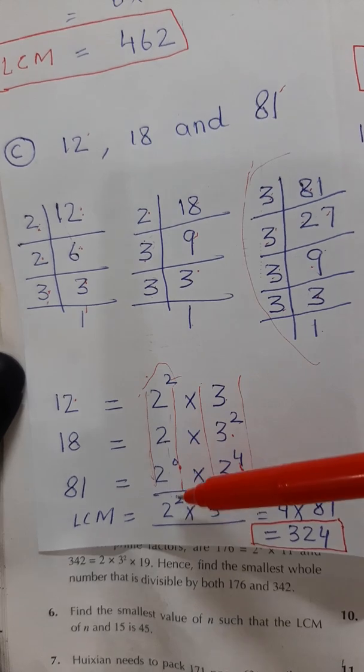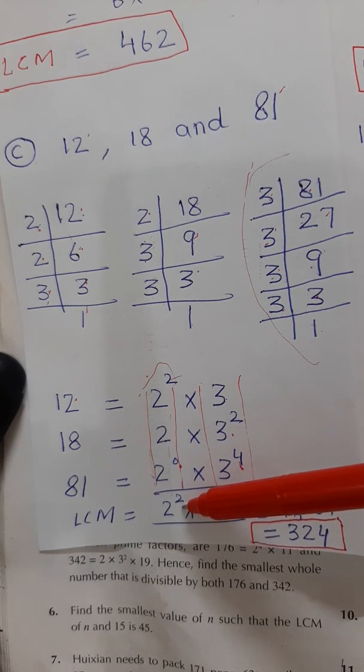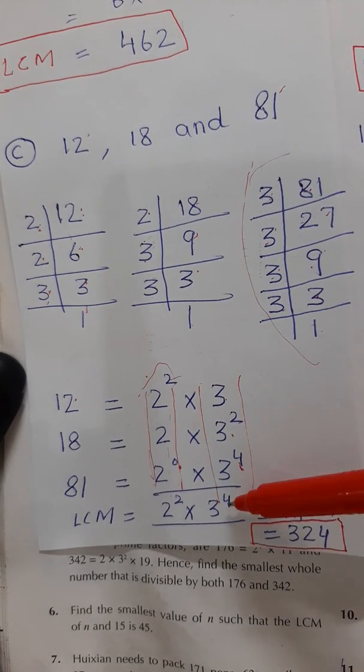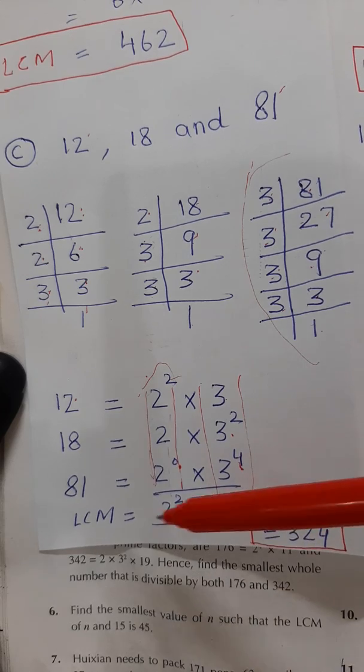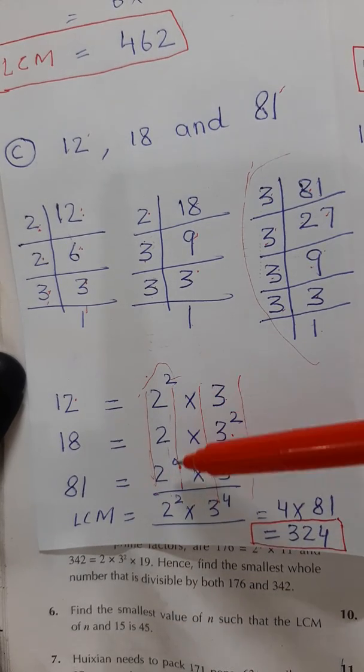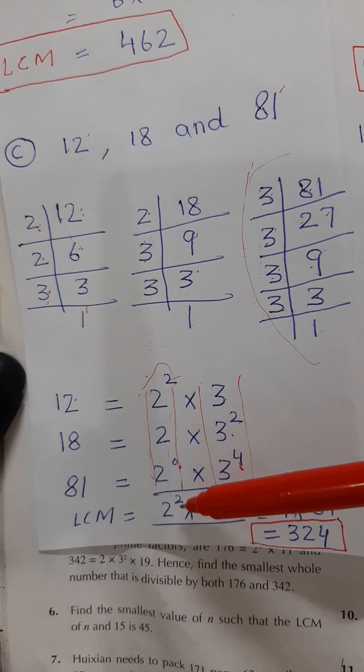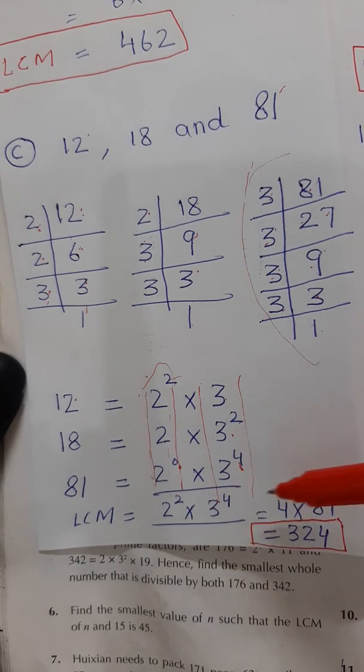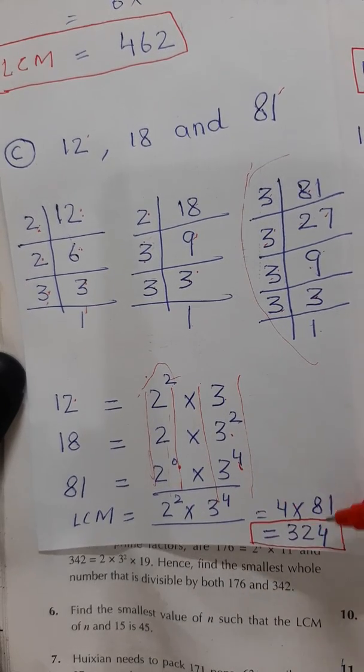From column of 2, take out maximum power of 2. From column of 3, take out maximum power of 3, because in LCM we have to take out maximum powers. 2 square is 4, 3 power 4 is 81, 81 into 4 is 324.